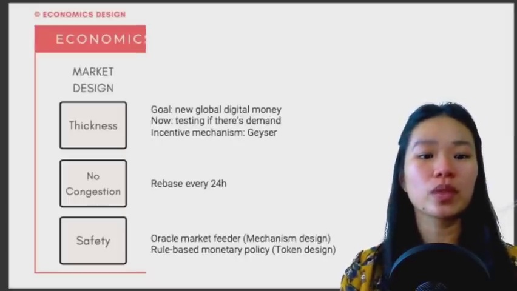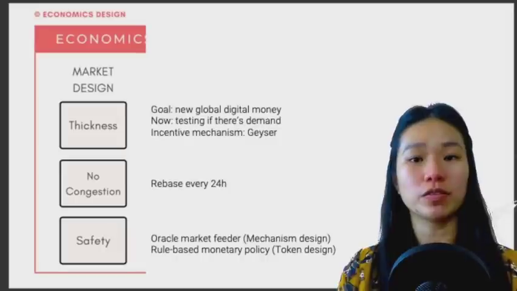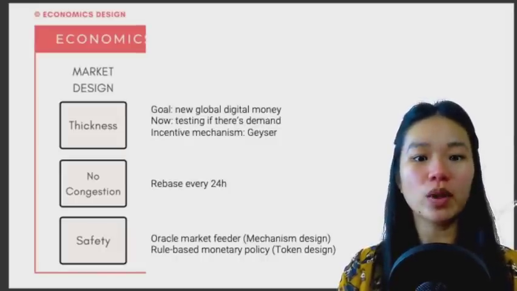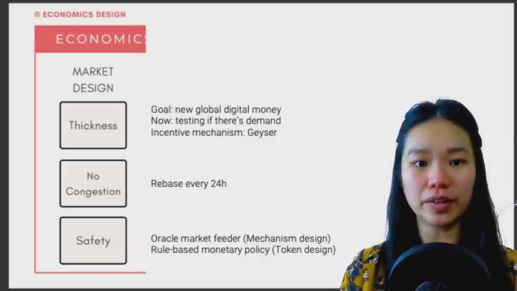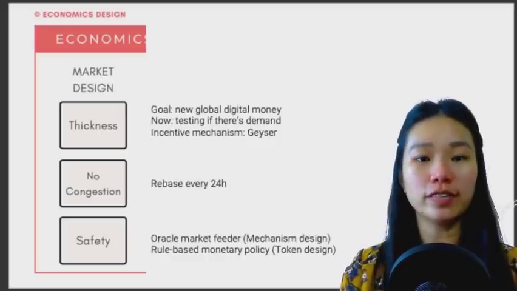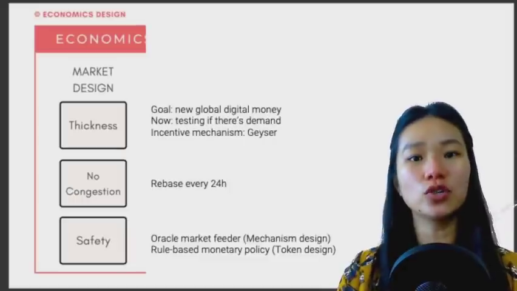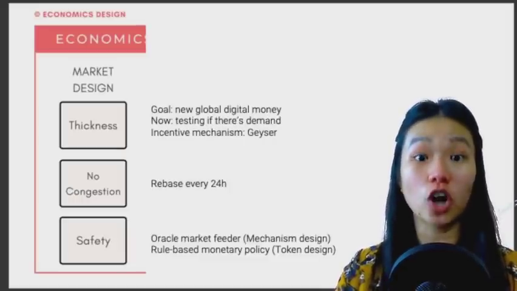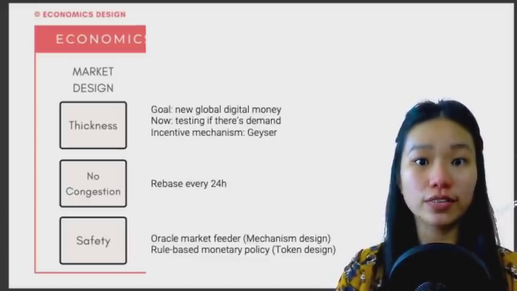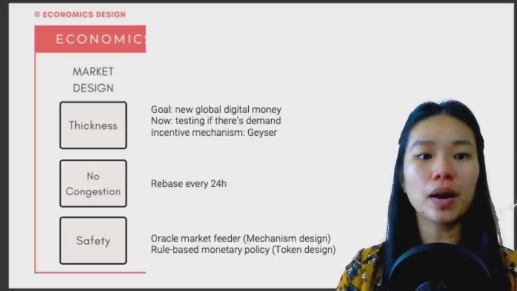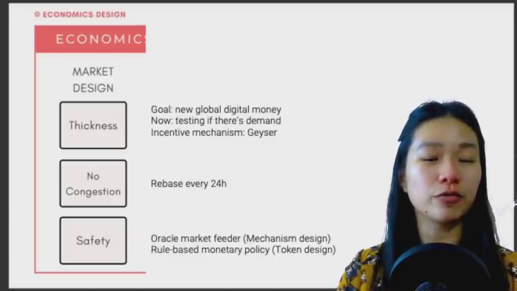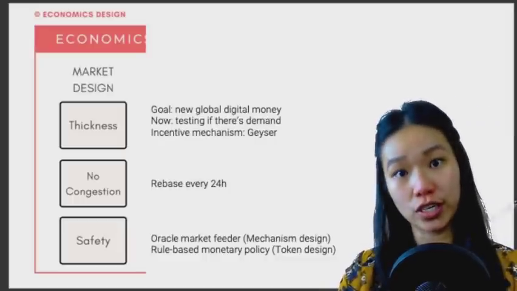And for safety, we're looking at two types of safety. One is the Oracle market feeder, which we'll talk a little bit more about in the mechanism design. And one is a rule-based monetary policy, which we'll talk about in the token design. Because, as I mentioned, this is not a utility token, this is a currency, a money token, you have to think about market design in a different way compared to a utility token.